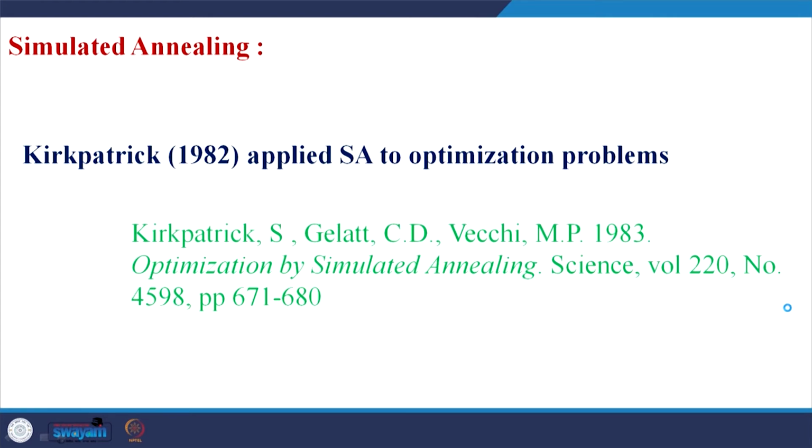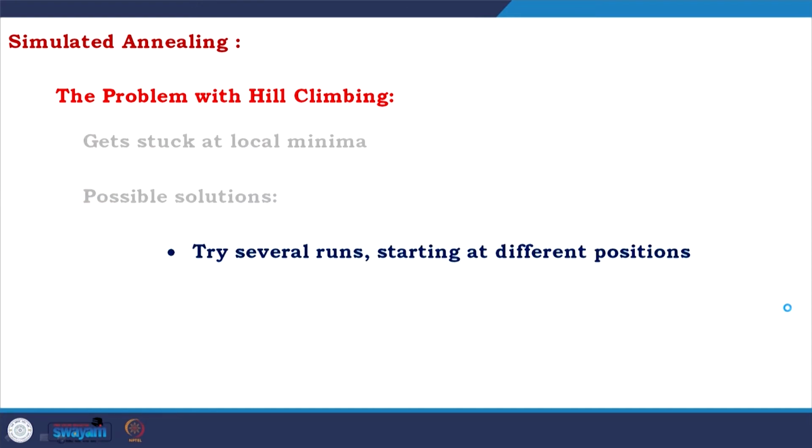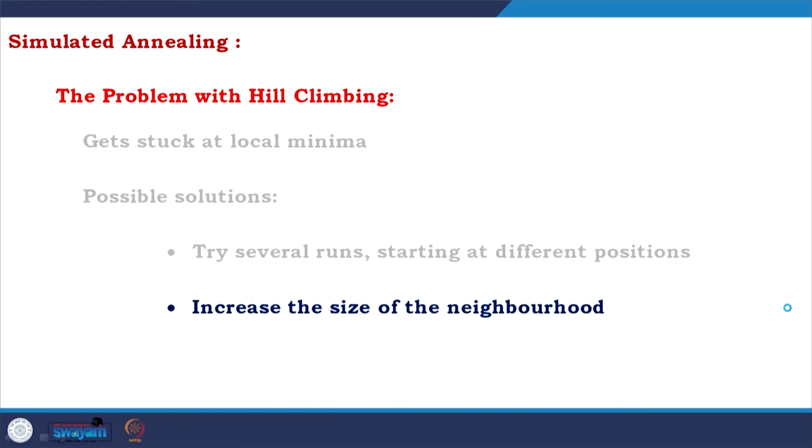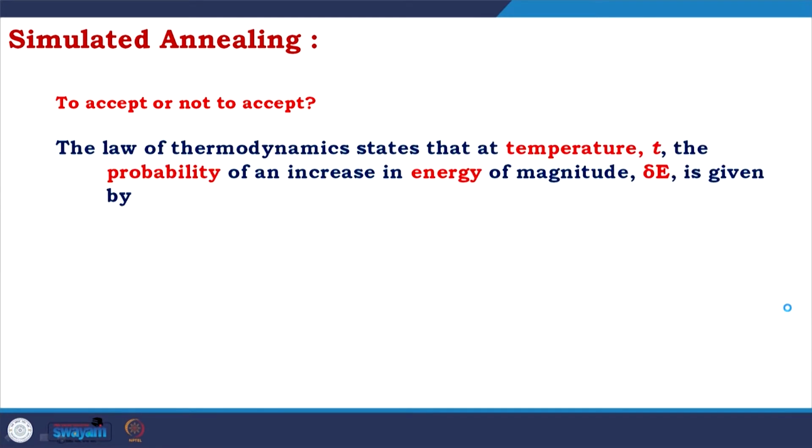Kirkpatrick in 1982 applied simulated annealing to optimization problems. The paper is given here, it is published in Science. So, this is for your reference, you could check it. So, what is the problem of hill climbing? It gets stuck at local minima, which we talked about. Possible solutions: try several runs starting at different positions. Increase the size of the neighborhood, but then you have to choose the factor to accept or not to accept.